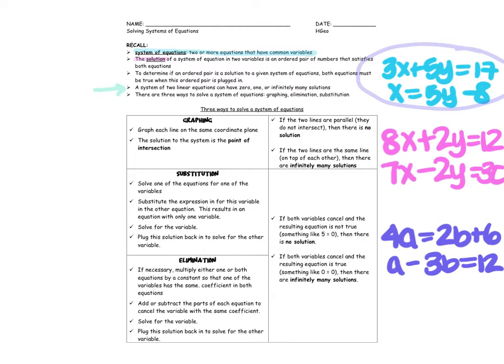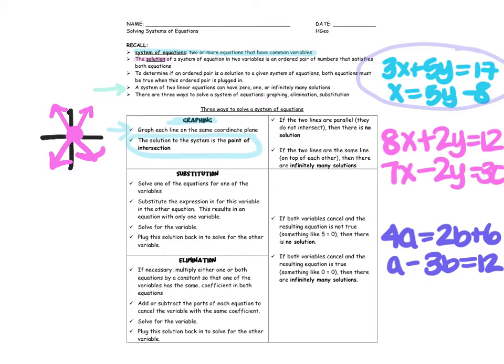So the first method of solving a system of equations is graphing. So that process, we would graph each line on the same coordinate plane, and the solution to the system is the point of intersection. So if we have a system of equations that when graphed, the lines look like this, let's say. So we have, let's say, one line here and another line here. The point where those two lines intersect, that is the solution to the system of equations.